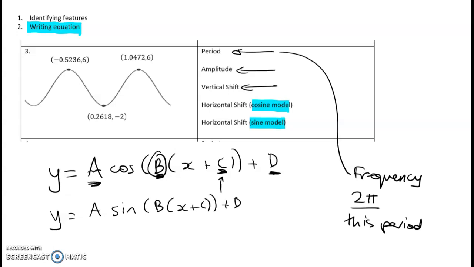Okay, let's start by looking at the period here first. Sorry, Saturday night, guys, and brain's going very slowly.